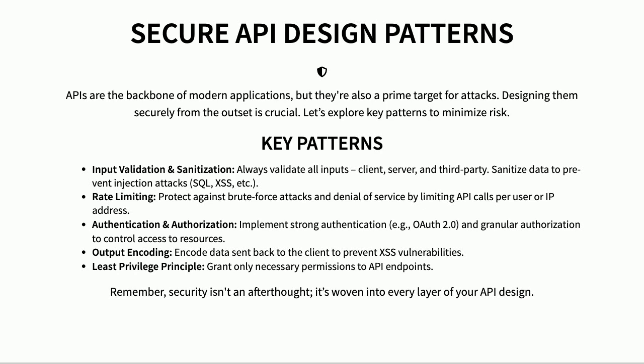Then, rate limiting is key to stopping brute force attempts. Next, secure your authentication and authorization, making sure users are who they say they are and only accessing what they need. Output encoding, make sure the data you send back doesn't cause problems on the client side. Finally, remember the principle of least privilege. Give an endpoint only the permissions it absolutely needs to do its job. Security starts with good design.